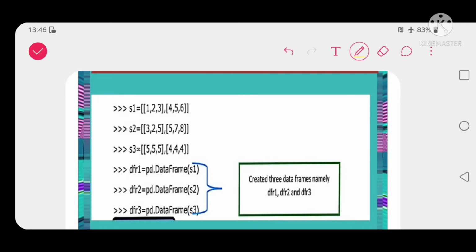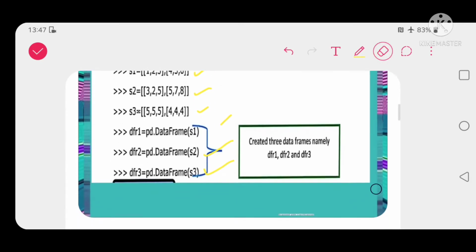screen you can see I have created three data frames. One is DFR1, second is DFR2, and third is DFR3, by using the nested lists S1, S2 and S3. The S1 list is used for creating frame 1, S2 for frame 2, and S3 I have used for creating data frame 3. Clear?